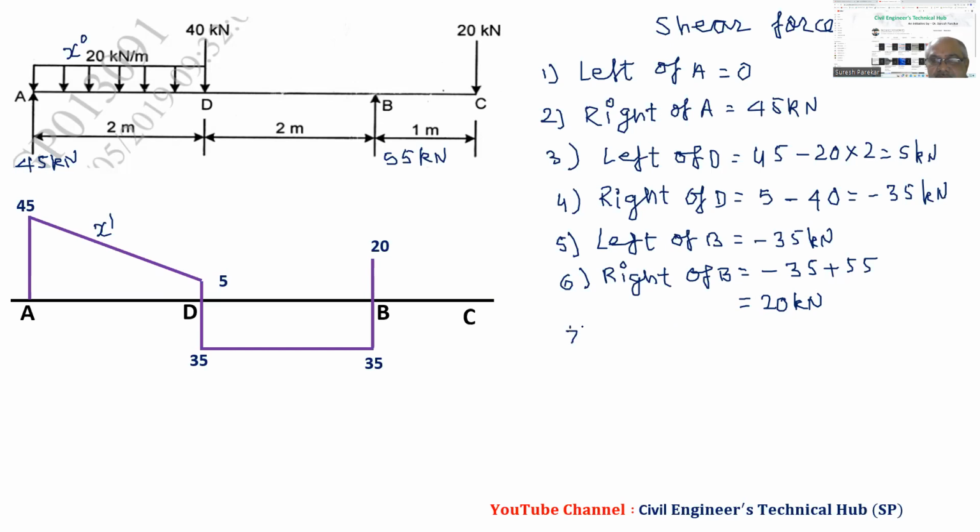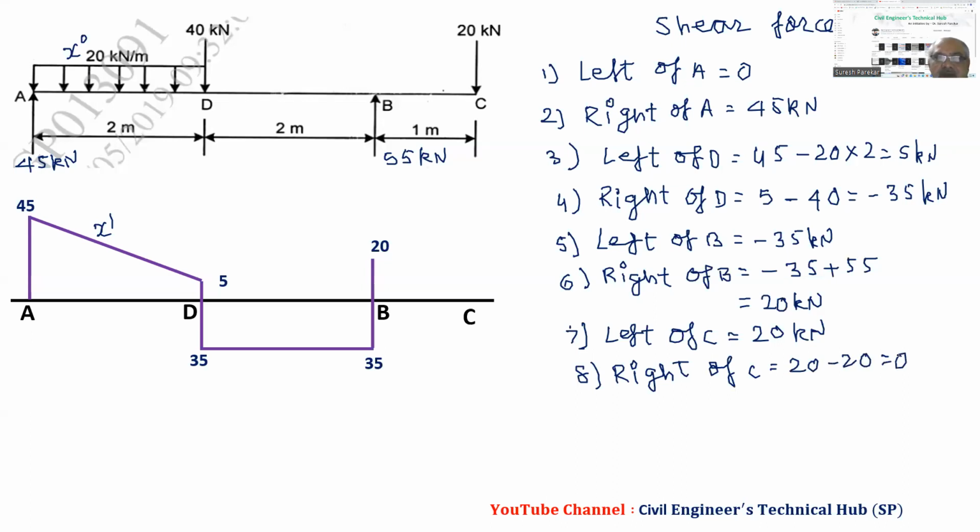Then left of C, 20 kilonewton, no load. And last, right of C, that is 0, so 20 minus 20 equal to 0. We do not have shear force 0 between A to D, so we need not find the shear force 0 point. So this is SFD in kilonewtons.